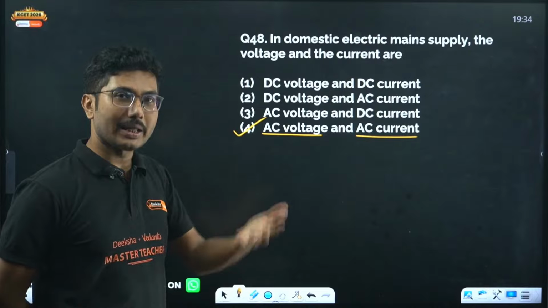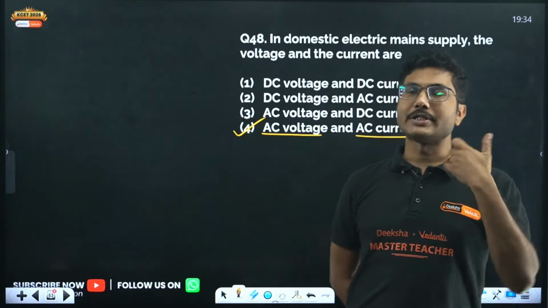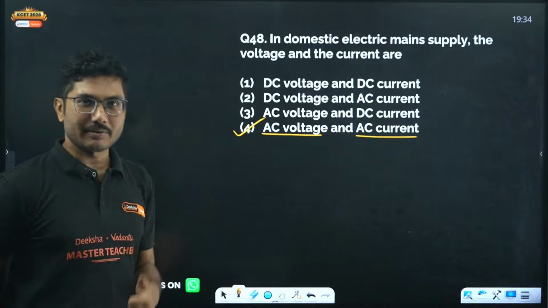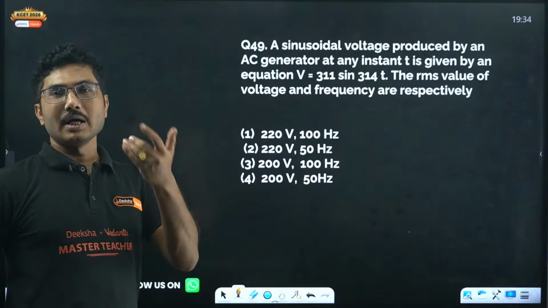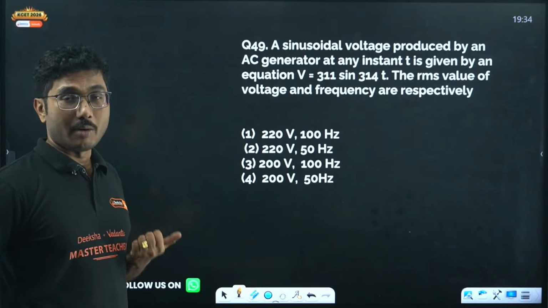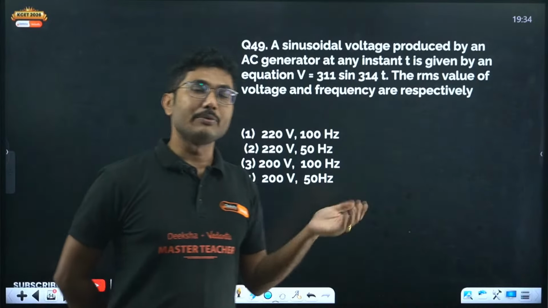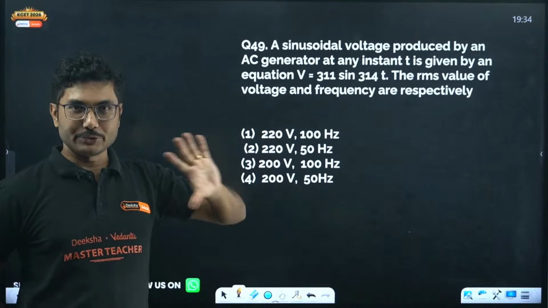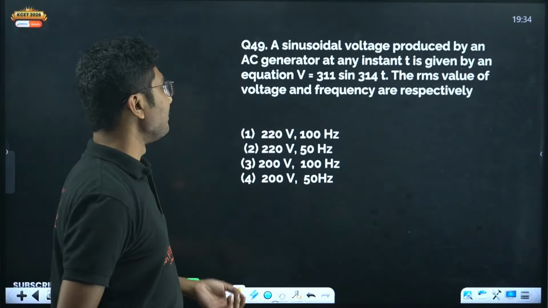If we require DC, we convert it. For example, a mobile charger converts AC to DC and then it charges our mobile phones. The same thing happens with laptop chargers, TVs, computers, everywhere. There is a converter in between which converts AC to DC. But the current system which we receive directly is always AC.